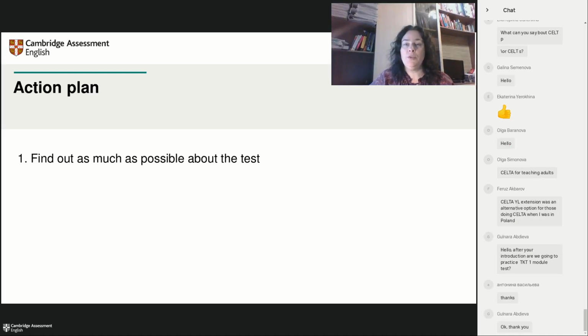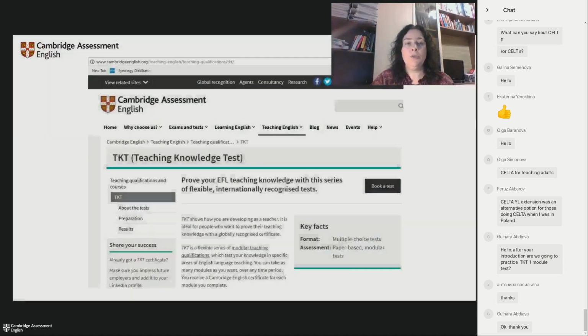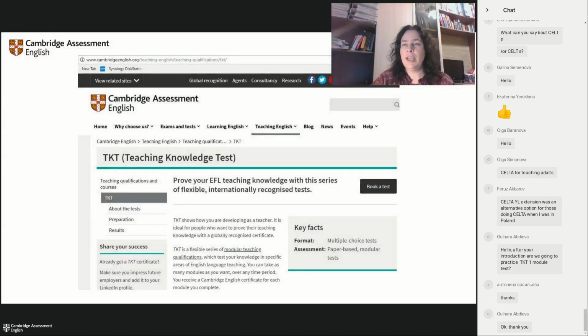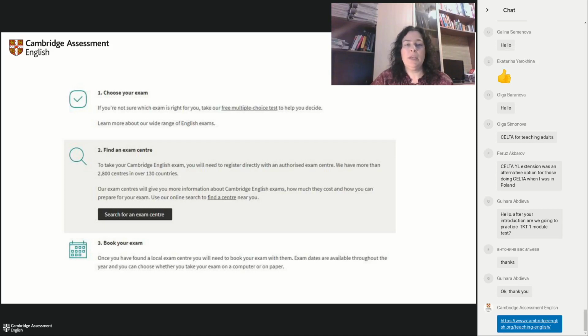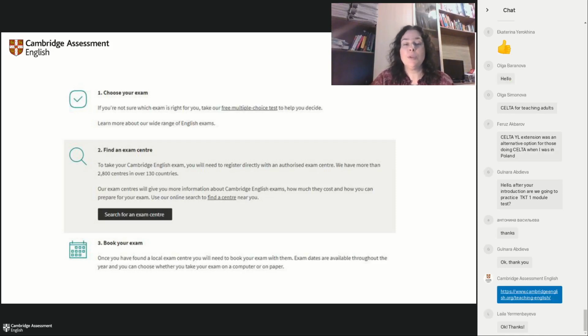What do you need to do when you know that you want to take TKT? Well, first of all, you find out as much as possible about the test, right? How can you do that? You go to the Cambridge website, which we have already shared the link to, and you can read about TKT and that particular module you want to take. Secondly, you choose the exam center. The exam centers are many, and some of the exam centers are well recognized. So here is the link again for you, and you can register for the date that is the most suitable for you.